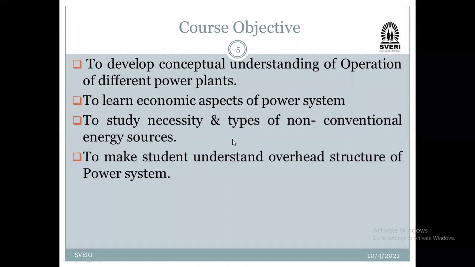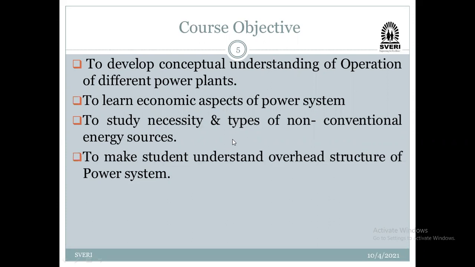Next, and last, we have to understand what exactly the structure of that particular power system is. Whatever our subject name is, that is power system, what will be its structure, that we are going to study in this subject. That's why we need to understand the overhead, or the structure of that power system. So these are our course objectives.